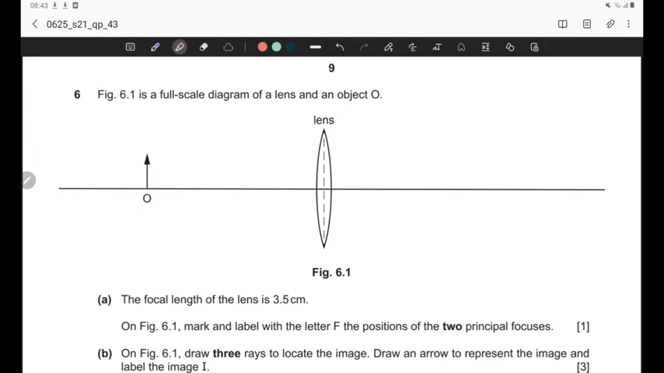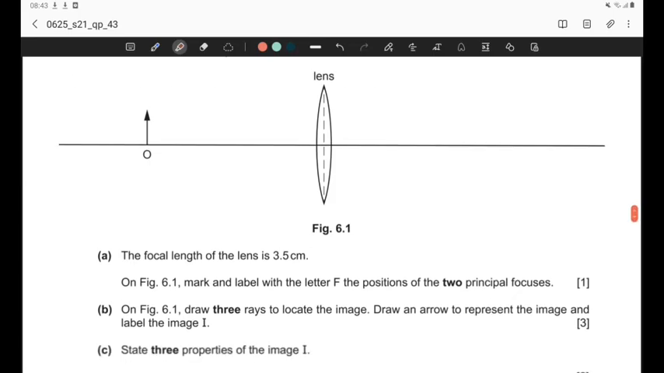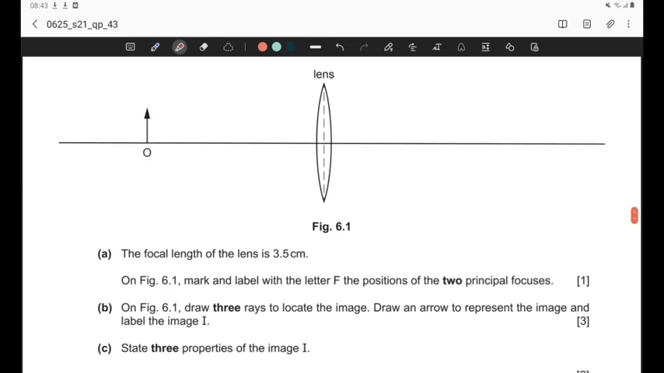Question 6, figure 6.1 is a full scale diagram of a lens and an object O. Part A, the focal length of the lens is 3.5 centimeter. On figure 6.1, mark and label with the letter F the positions of the two principal focuses.